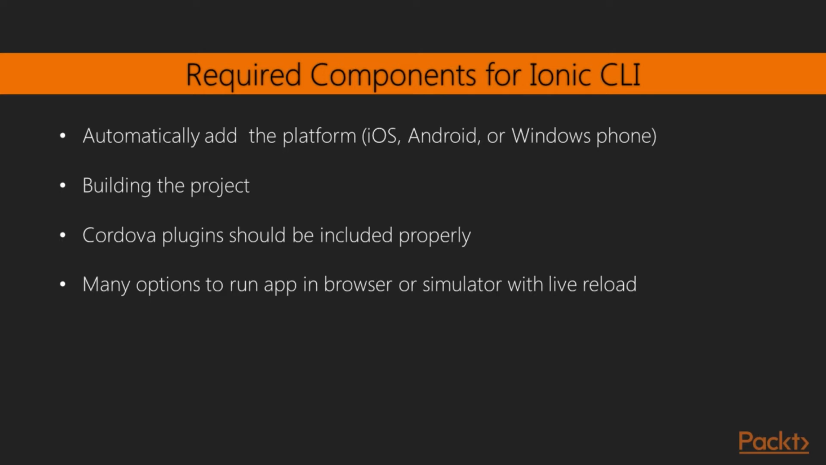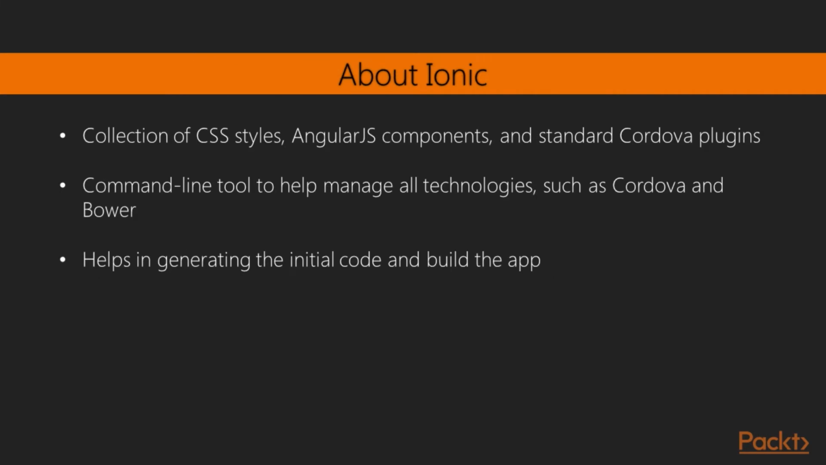The tool has many options to run your app in the browser or simulator with live reload. We need to install Ionic and its dependencies to get started. Ionic itself is just a collection of CSS styles, Angular JS components and standard Cordova plugins. It's also a command line tool to help manage all technologies such as Cordova and Bower. The installation process will give you a command line to generate the initial code and build the app.